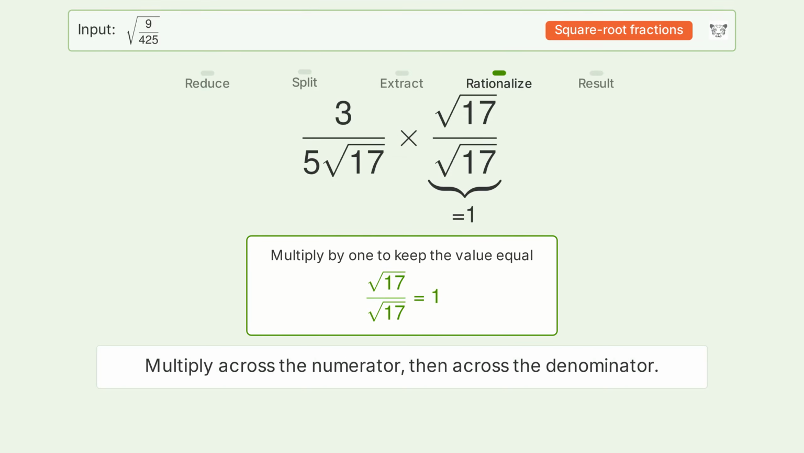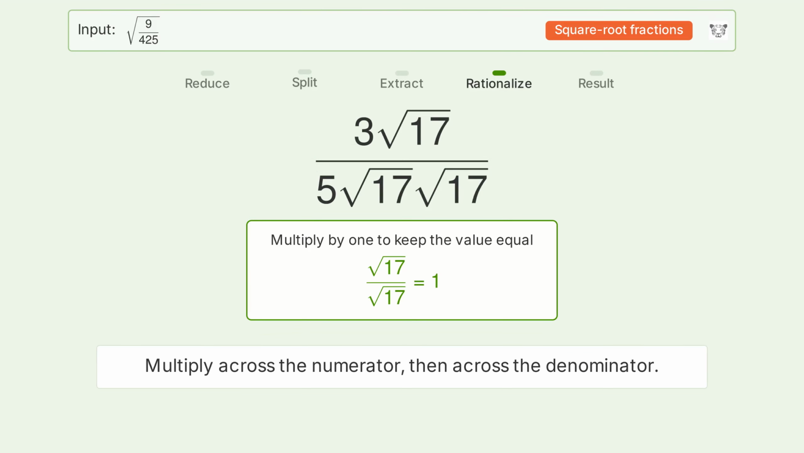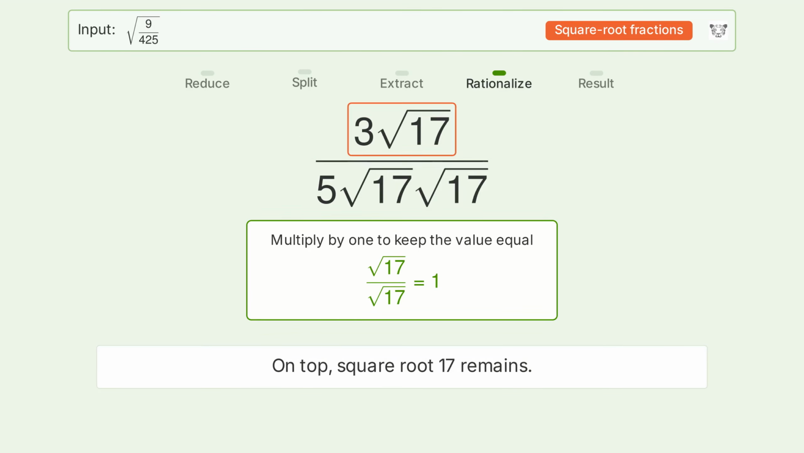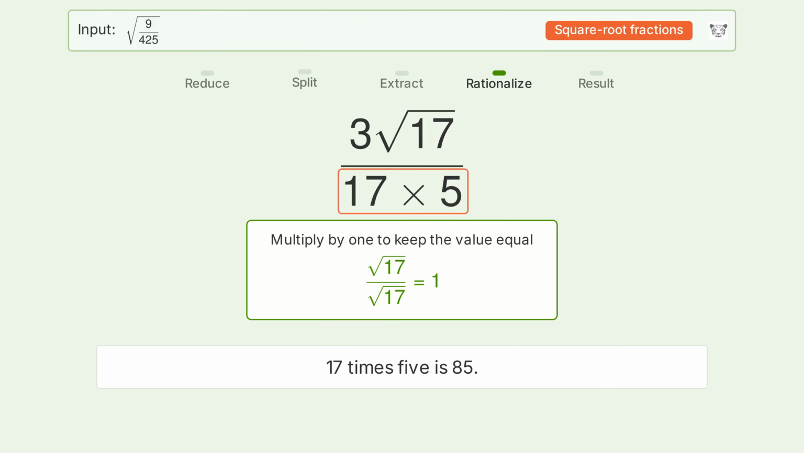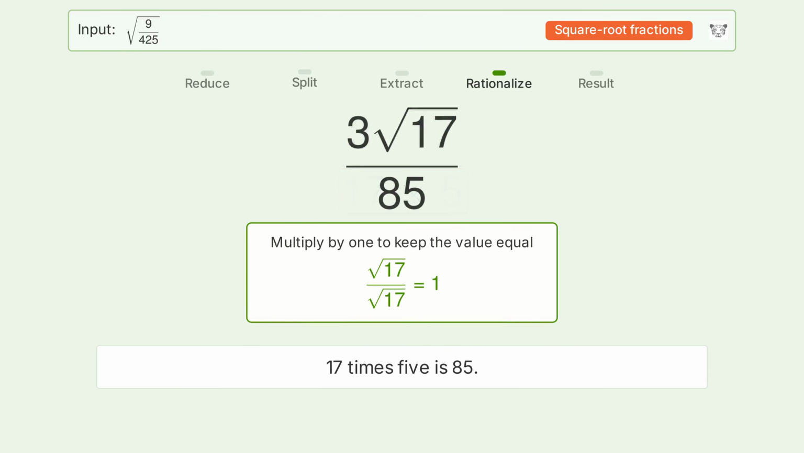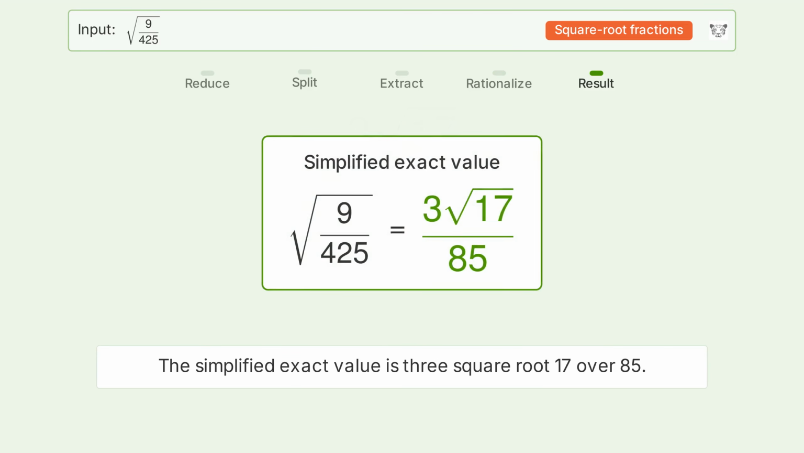Multiply across the numerator, then across the denominator. On top, square root 17 remains. On the bottom, square root 17 times itself is 17. 17 times 5 is 85. The simplified exact value is 3 square root 17 over 85.